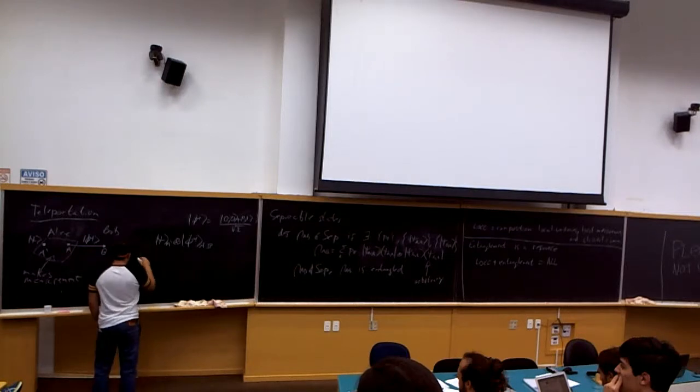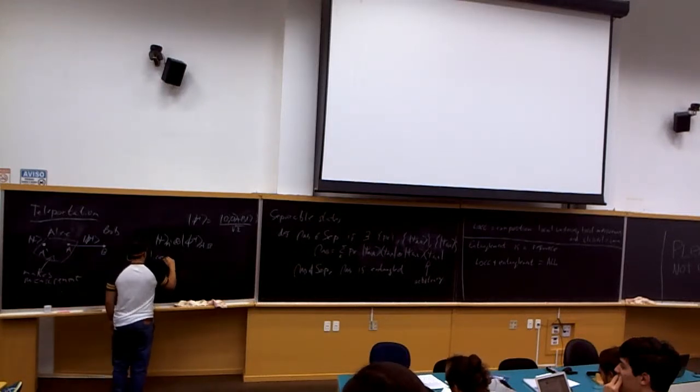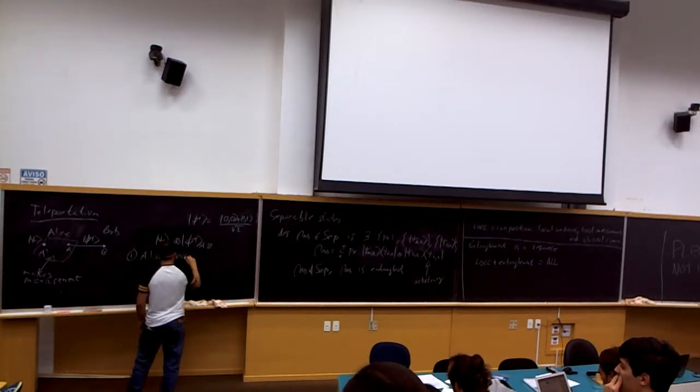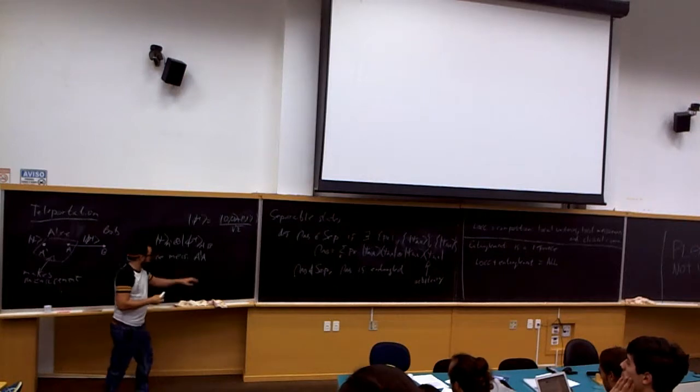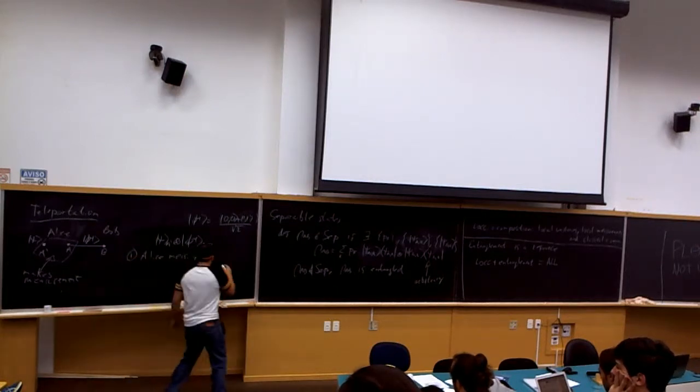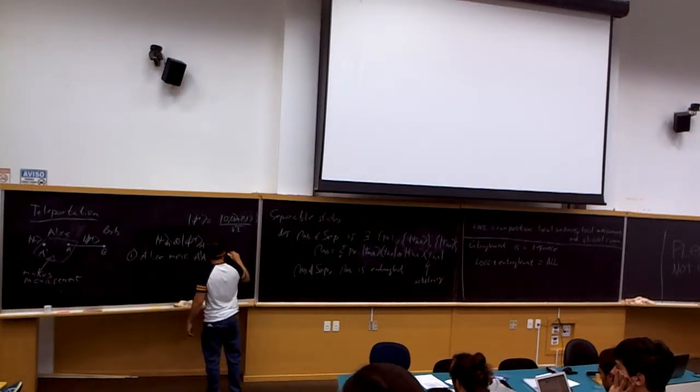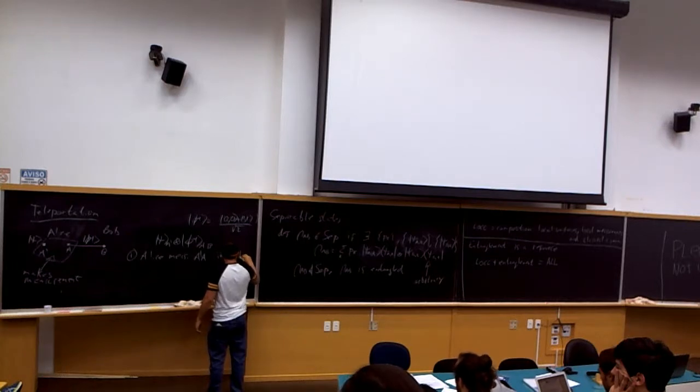So what is the protocol? Step 1: Alice measures the system A, right? She has both A prime and A, in what we call the Bell basis.